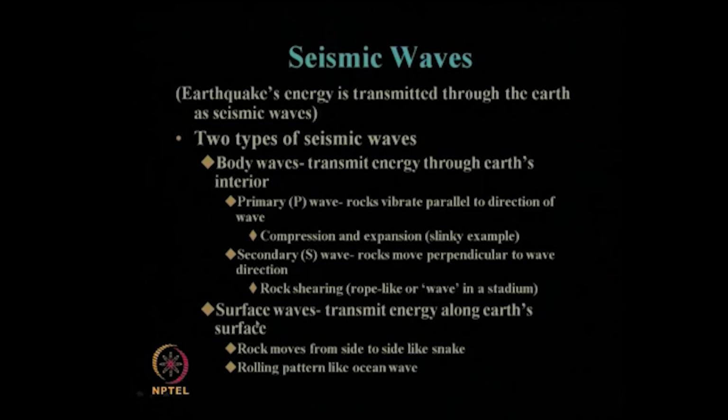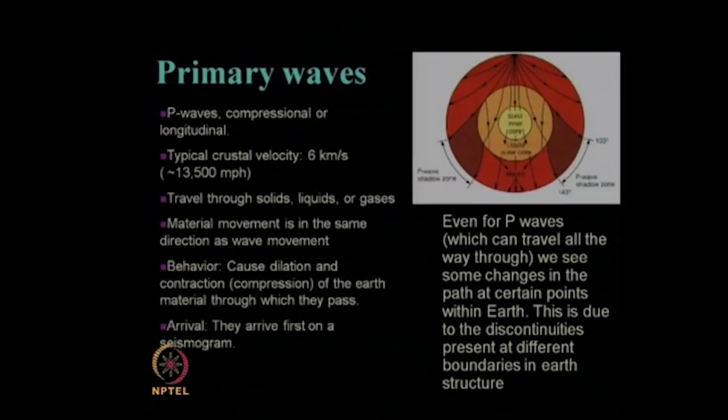There can also be 2 subdivisions of surface waves. There can be 2 types of surface wave. One is called Rayleigh wave, another is called Love wave. Their behavior is that the rock moves from side to side like a snake, which is for the Love wave, and a rolling pattern like an ocean wave, which is for the Rayleigh wave. We will see their characteristics, etc., soon in the subsequent slides.